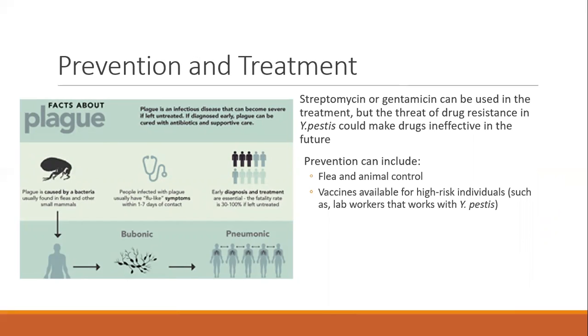Prevention and treatment. Streptomycin and gentamicin can be used in the treatment, but the threat of drug resistance in Y. pestis could make drugs ineffective in the future. Prevention can include flea and animal control, and vaccines are available for high-risk individuals, such as lab workers that work with Y. pestis.